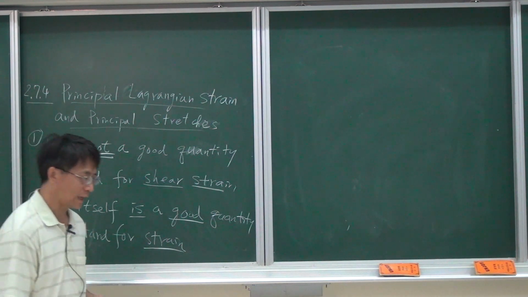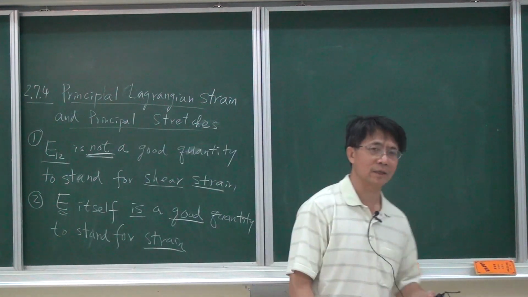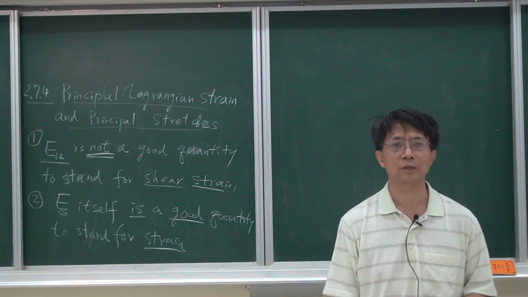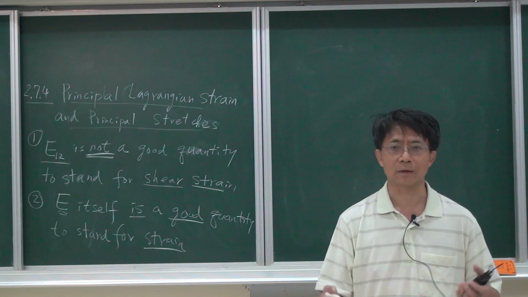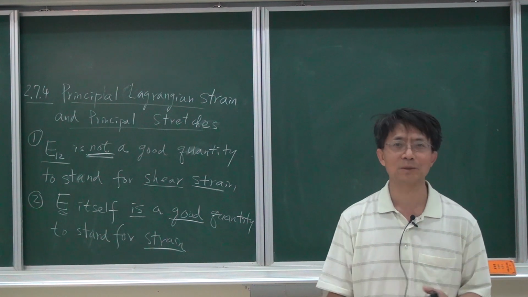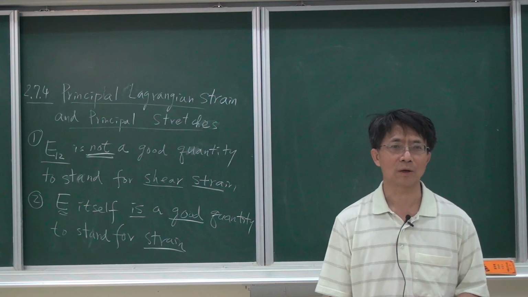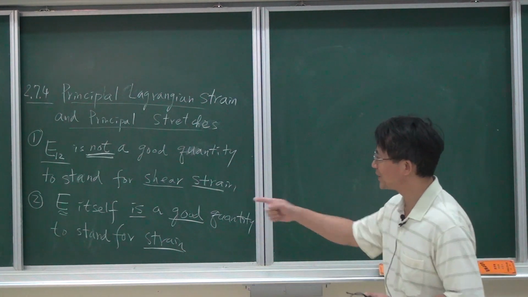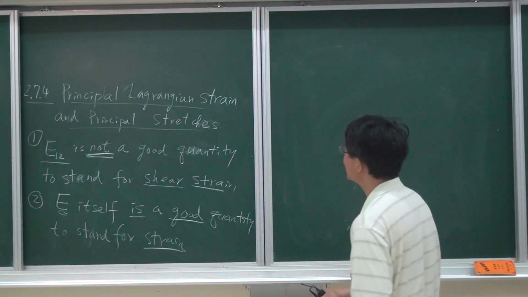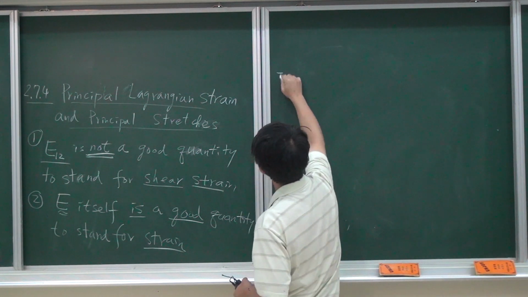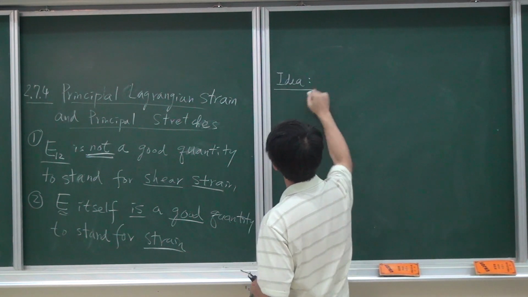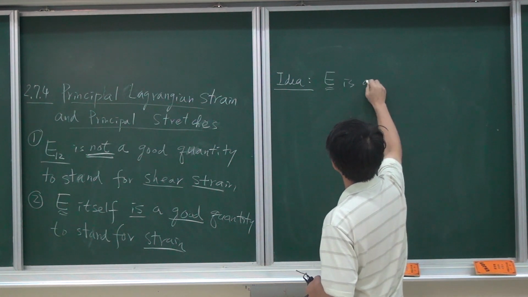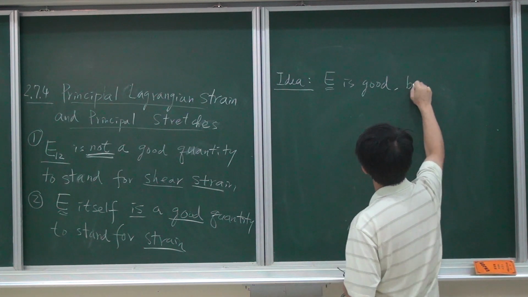Such kind of expression is a little bit weird because they contradict each other. We said that Lagrangian strain is good, but this component is not good. What are you talking about, Professor? Let me explain to you. Of course, E is good.